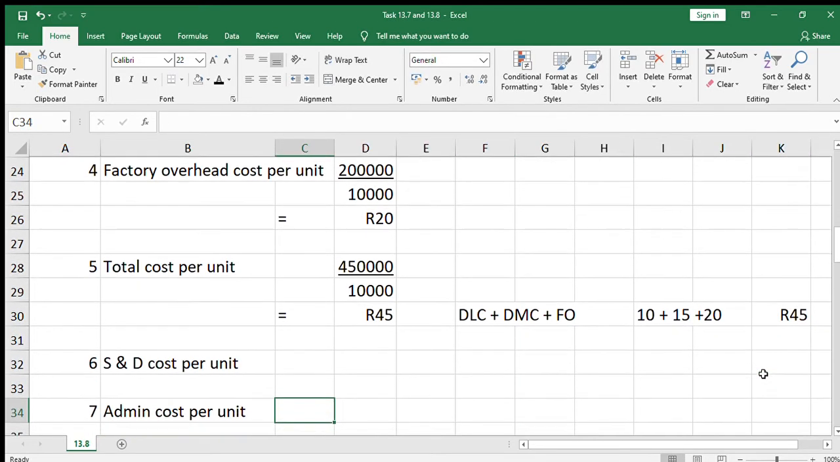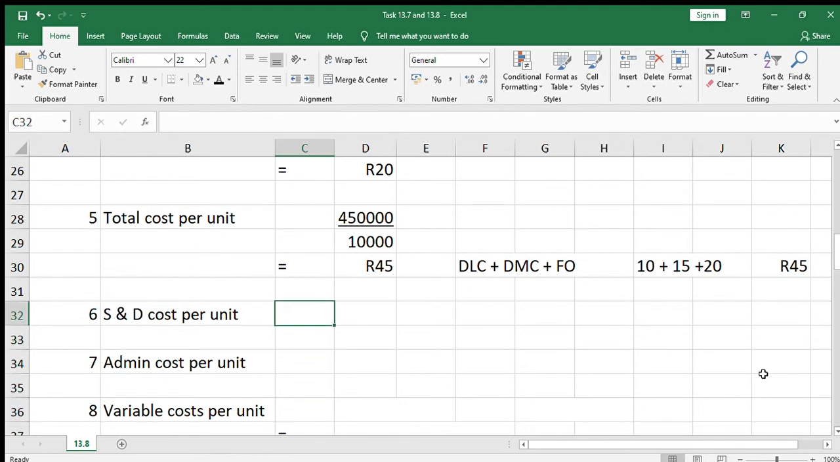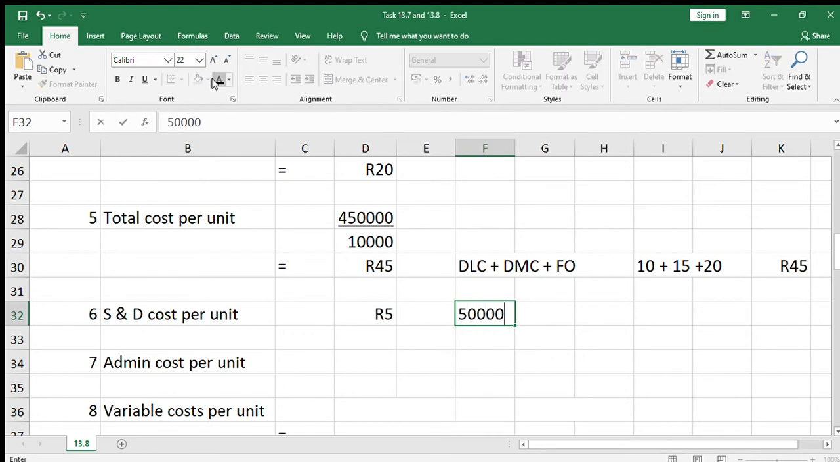Number 6, we have to calculate the selling and distribution cost per unit. If you turn over to page 526, you've been given the income statement, and the income statement has a total selling and distribution cost of 50,000. So we're just going to calculate 50,000 divided by the 10,000 units, which gives us an answer of 5 Rand. Sorry, I'm not showing a calculation here, but this is what it will be: 50,000 divided by 10,000.